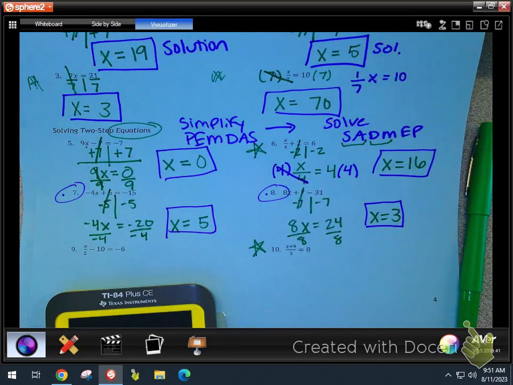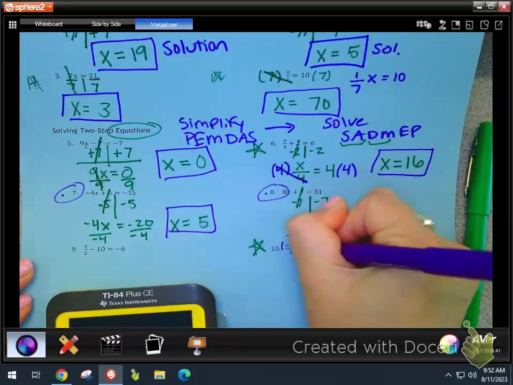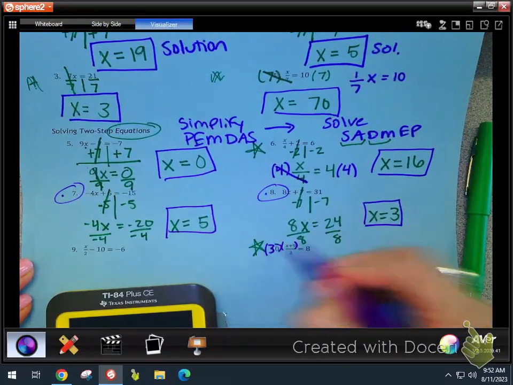What's the furthest thing from x right now? The 3. And what is the 3 doing? Dividing. We undo division. Multiply. So we're actually doing something different here, and that's because of how it's set up. If you want to put parentheses around the top, that might be helpful. So we're multiplying by 3.